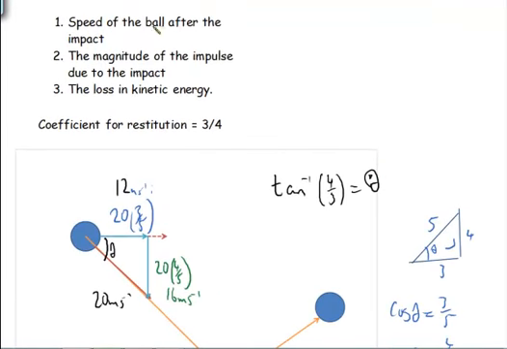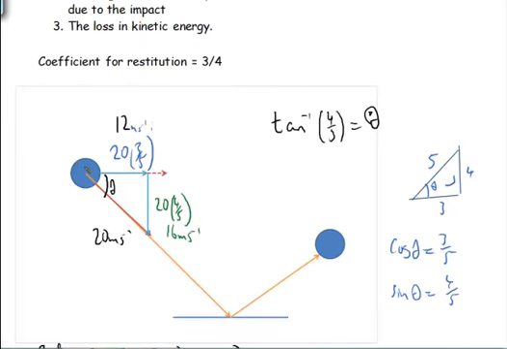Now we need to work out the speed of the ball after the impact. We already know the I component, because the I component doesn't change through impact. It stays the same. It's going to be 12 meters per second the whole way, because the whole impact happens in the J direction here. So it's the J component that will be affected by this coefficient of restitution.